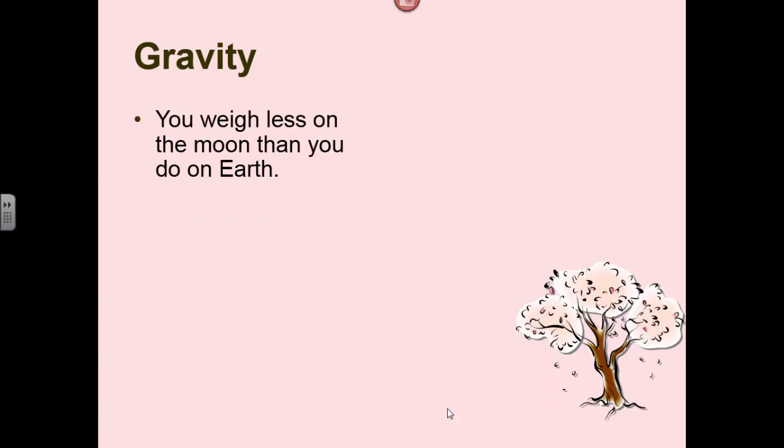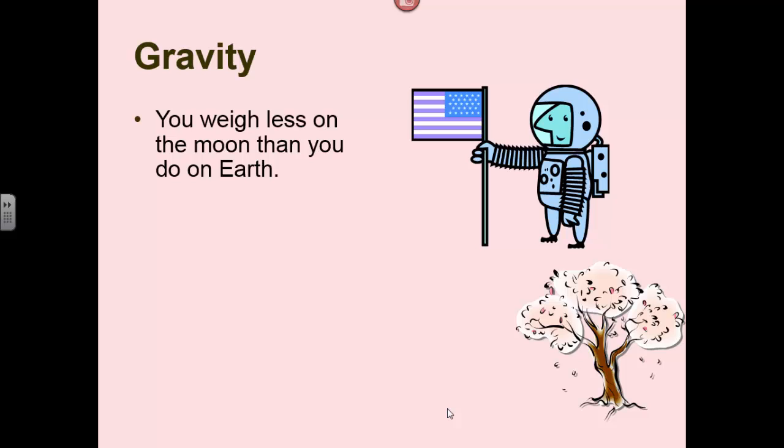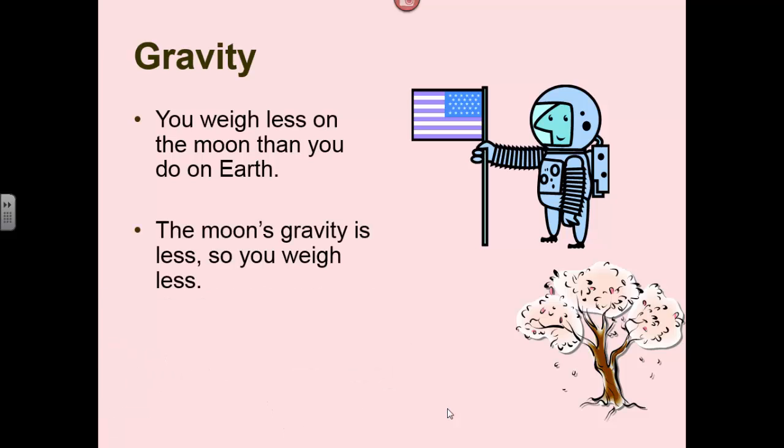For example, if you were an astronaut and you went to the moon, you would weigh less. You would feel like you weighed less on the moon than you do on Earth. That's because the moon's gravity is less. Weight depends on gravity. So if the gravity is less, then your weight is less. But your mass, in other words, your body, has stayed the same. When you put on a spacesuit here on Earth to make sure it fits, it still fits when you get to the moon. They don't have to resize it because your mass or your body has stayed the same. But you feel like you weigh less because the moon's gravity is less.